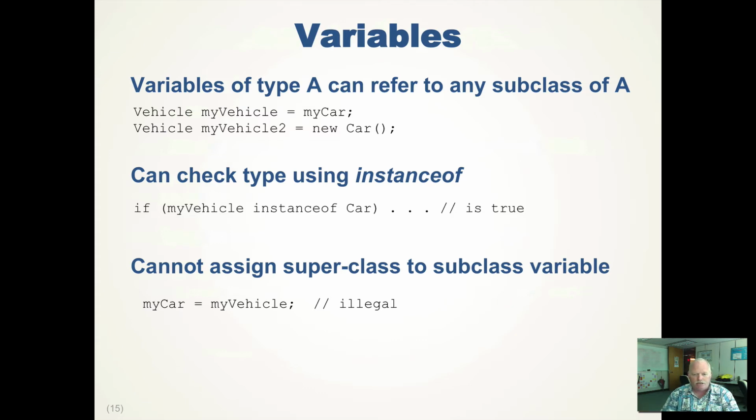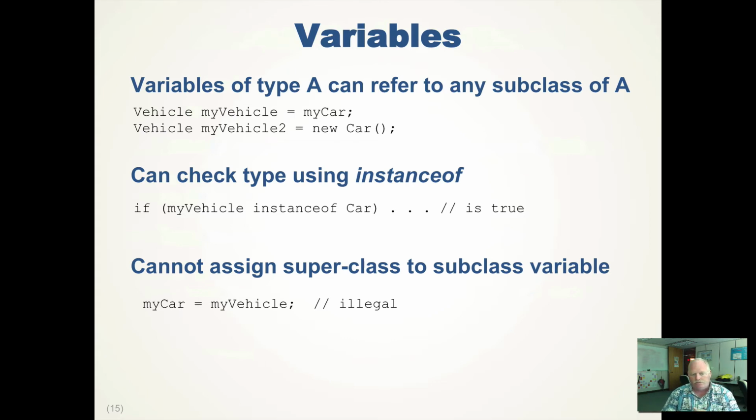You can check the type of any object by calling instanceof. It's a very nice function or feature of Java. It returns a Boolean, so you can say myVehicle, which is a variable, is an instanceof Car. If myVehicle is an instanceof Car, that will return true, and in this case, myVehicle is pointing to myCar, which is an instance of Car, so it is true.